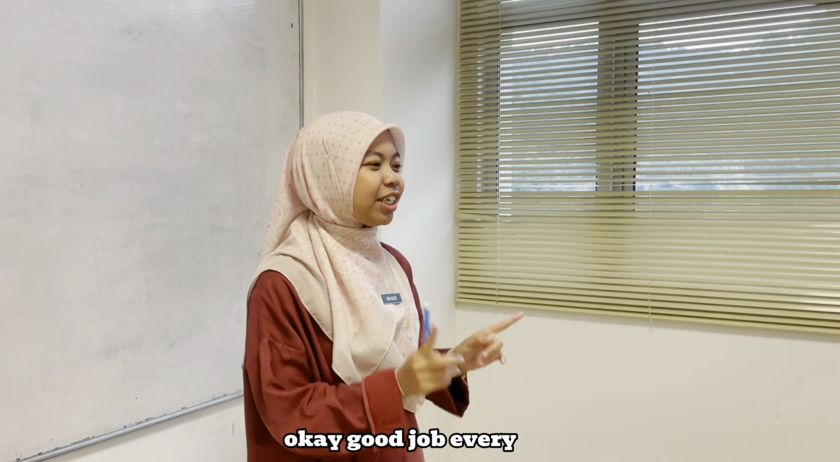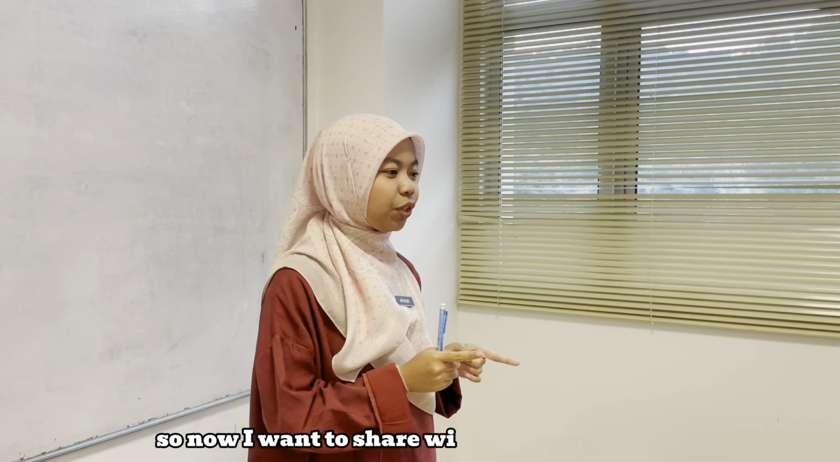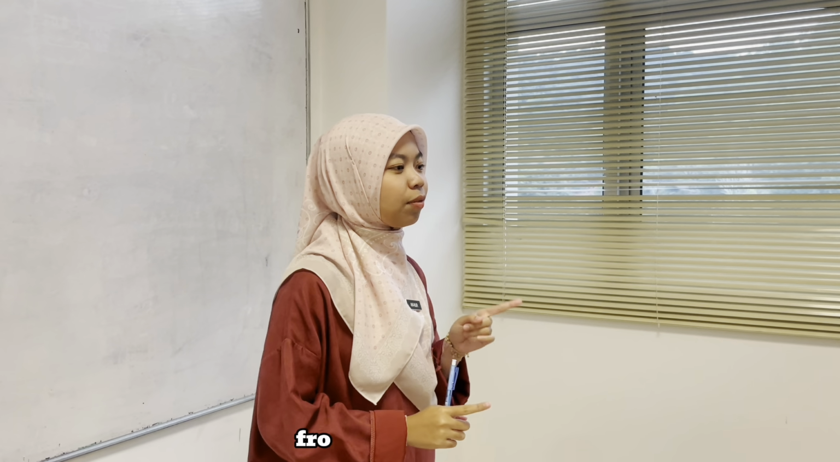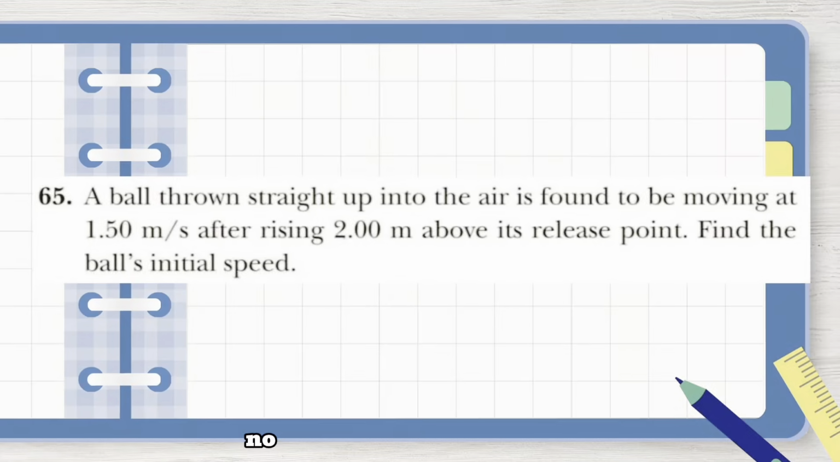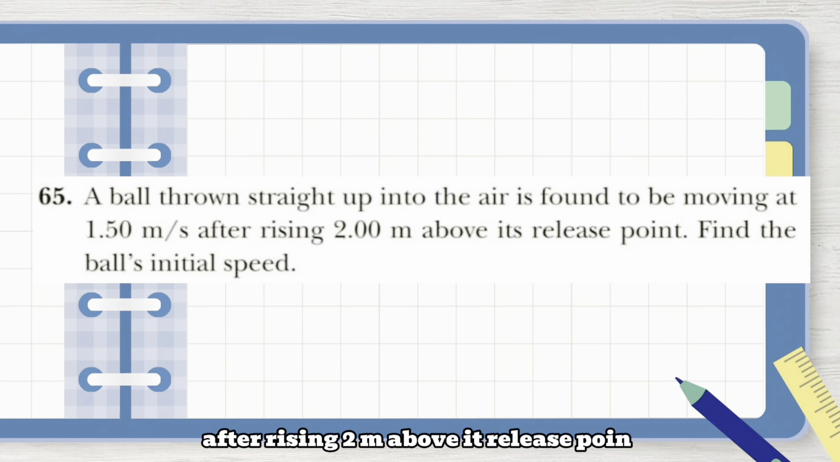Okay, good job everyone. So now I want to share with you one question from vertical motion. Now, let's look at this question. A ball thrown straight up into the air is found to be moving at 1.50 meters per second after rising 2 meters above its release point. Find the ball's initial speed.